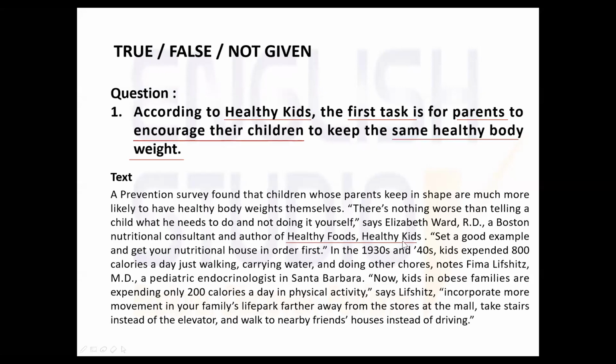Here we have Healthy Foods, Healthy Kids. Elizabeth Ward, a Boston nutritional consultant and author of Healthy Foods, Healthy Kids. According to Healthy Kids, the first task is for parents to encourage their children to keep the same healthy body weight. So what does Elizabeth Ward from Healthy Kids say about this? Because it says Elizabeth from Healthy Kids, what Elizabeth said is in the previous part. So you have to pay attention to that.